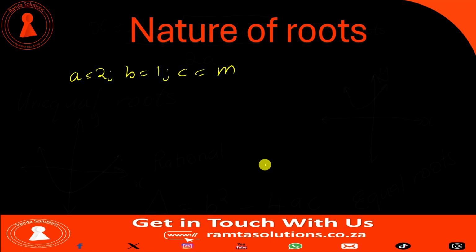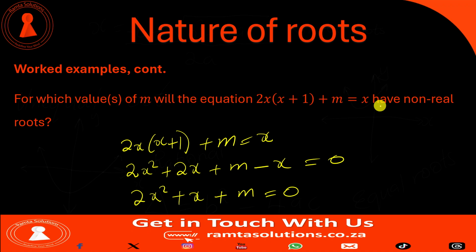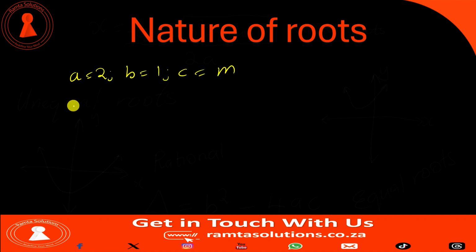So remember, they said non-real. For them to be non-real, it means the discriminant must be less than 0. So what do we say? We say b squared minus 4ac must be less than 0. Guys, even if you had written delta is less than 0 and proceeded by saying this, there was nothing wrong. What is b? b is 1.